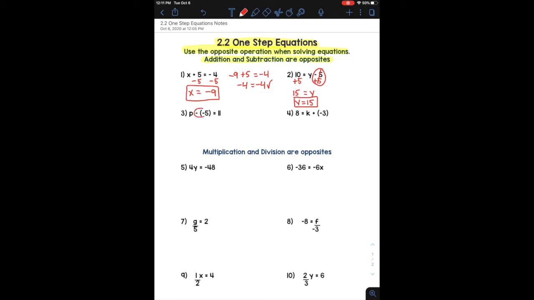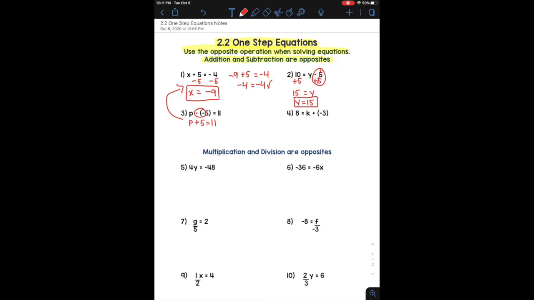Number 3 and 4 now show problems where you have two signs. For example, in number 3, you are subtracting a negative number. When you see problems like 3 and 4 that have two signs, what you first want to do is change it so it has one sign. For example, when you subtract a negative, that turns into addition. So our new equation is p plus 5 equals 11.